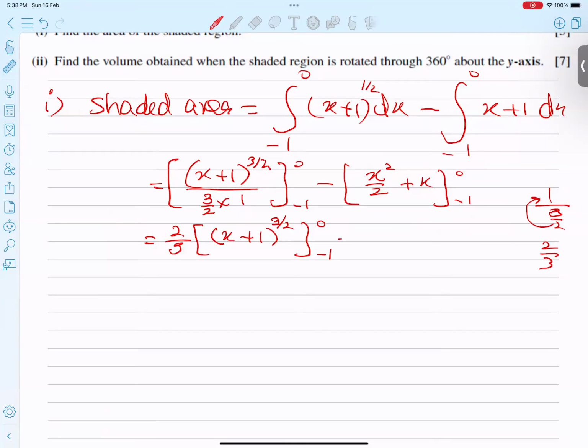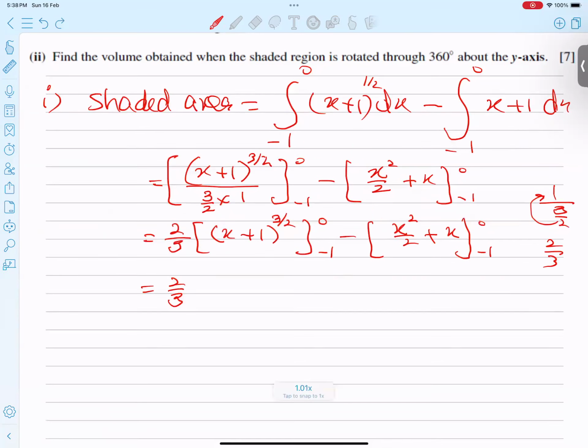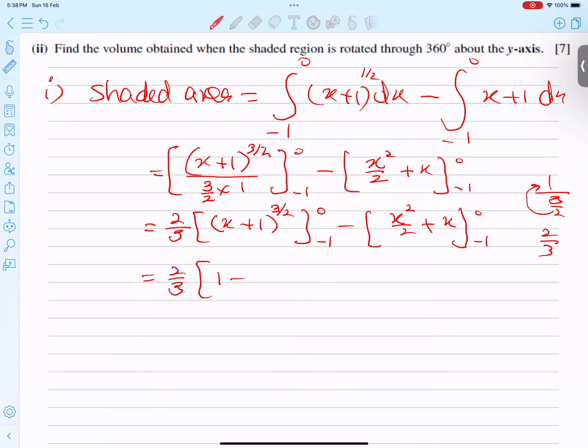Don't put limits so early, otherwise there is a chance of mistake. You may ask one question: can I bring this to the outside? The answer is no, because this is a collective for all. I can bring it outside, but this is a partial fraction, not a whole. That is why you can't bring it outside. So when I plug in 0 here, 1 to the power 3 by 2 is 1. Minus, when I plug in -1 plus 1, 0, it becomes 0. So this answer becomes 2 by 3.